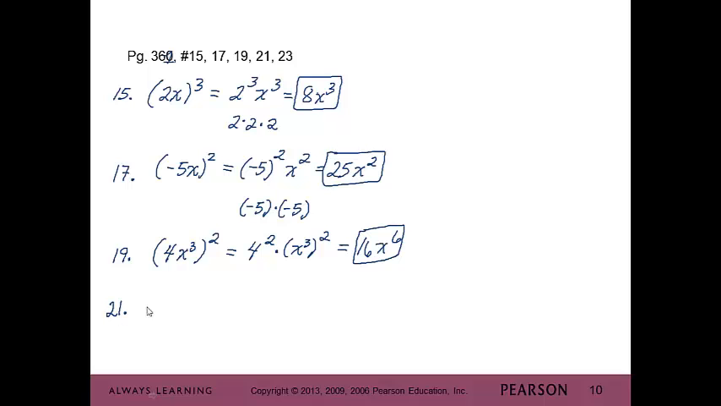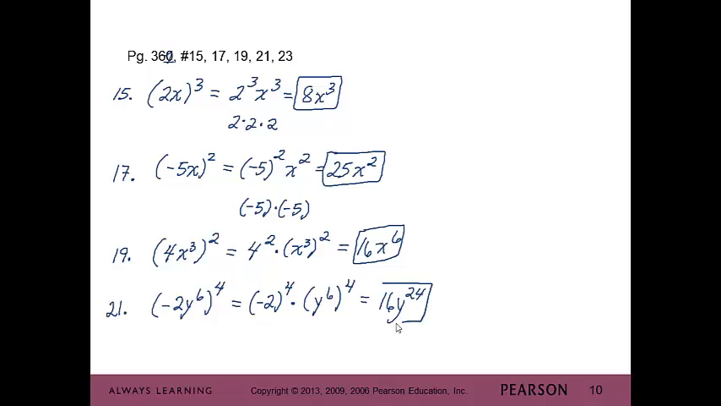Number 21, we have negative 2y to the 6th power raised to the 4th power. So our factors are negative 2. So negative 2 is going to be raised to the 4th power. Use parentheses because it's negative. Times y to the 6th power raised to the 4th power. Now simplify, and that comes out to be positive 16. And then y to the 6th raised to the 4th, we'll keep the y. And then 6 times 4 is 24. So this is 16 times y to the 24th power. Remember, when it's power to power, we multiply.